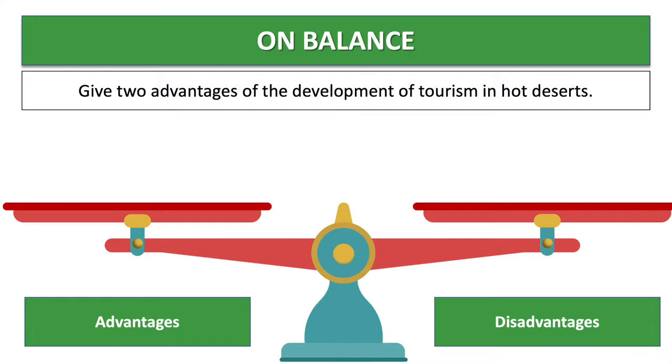So the first thing that I would like you to do is try to come up with two advantages of developing tourism in these areas. Again, pop them in the chat window if you're watching live. If you're watching the record, then pop us on pause for a moment if you need to, and make some notes down on a piece of paper or something. And then when you're done, you can obviously unpause this and have a look at what we've come up with.